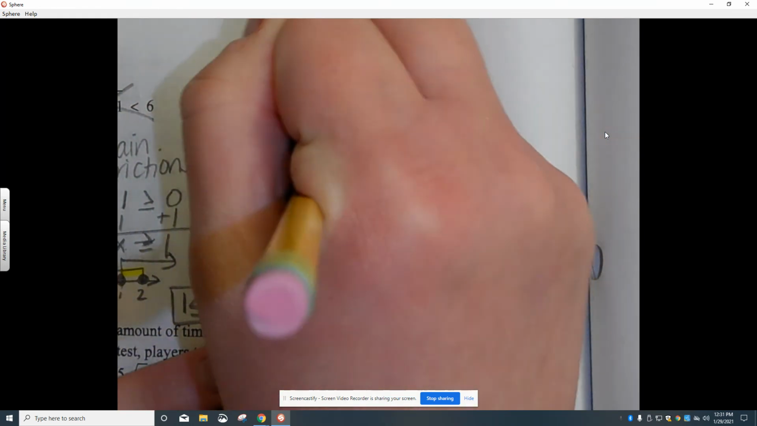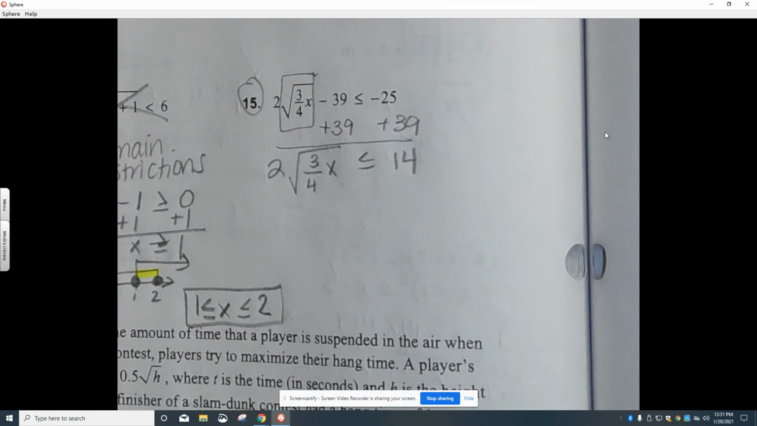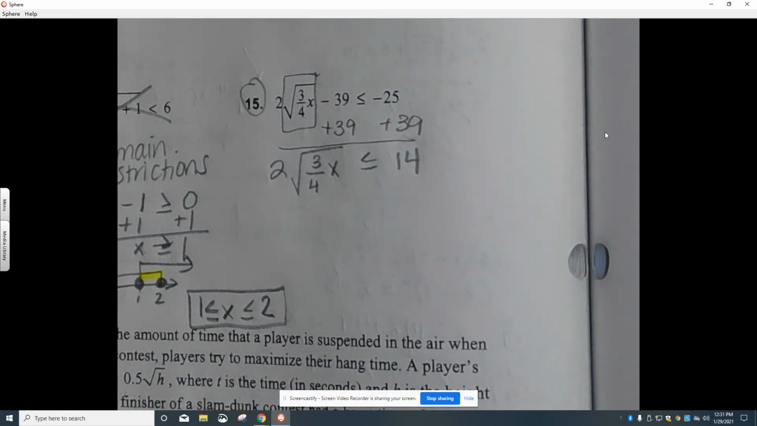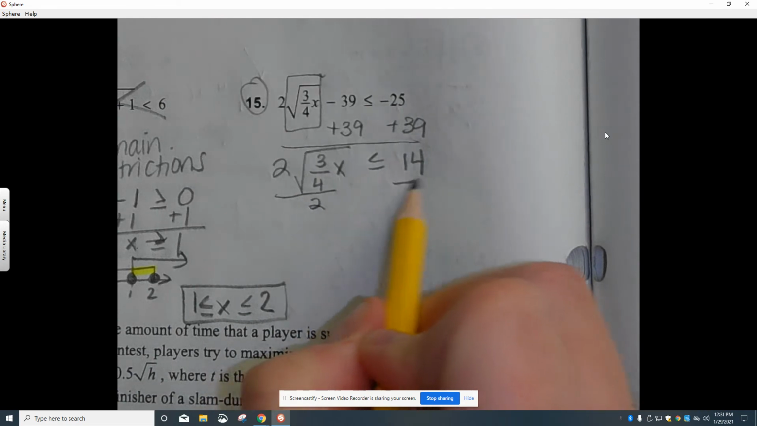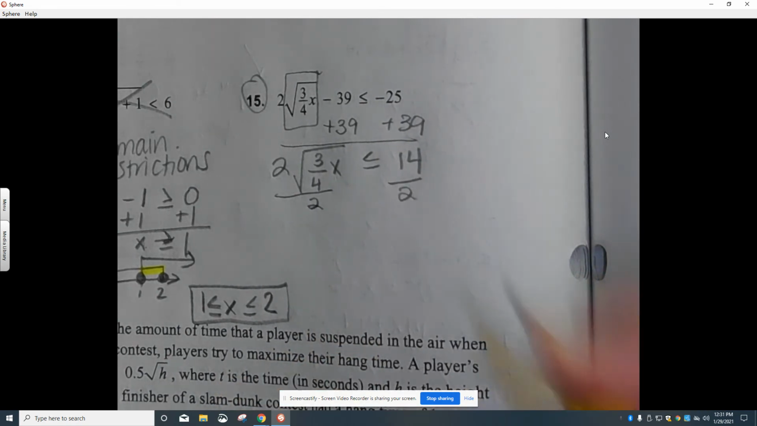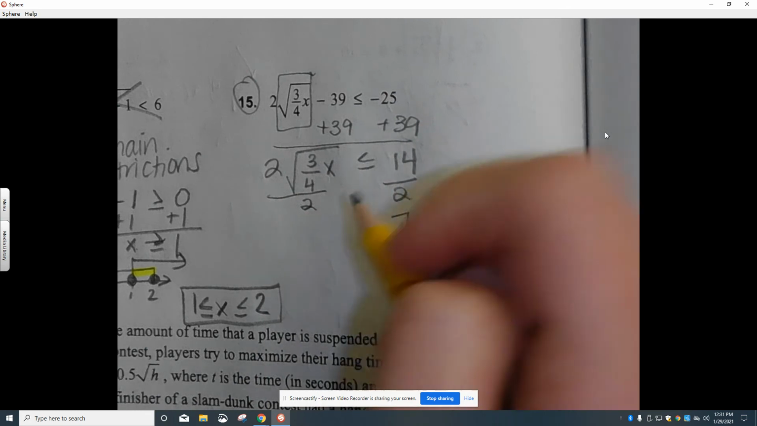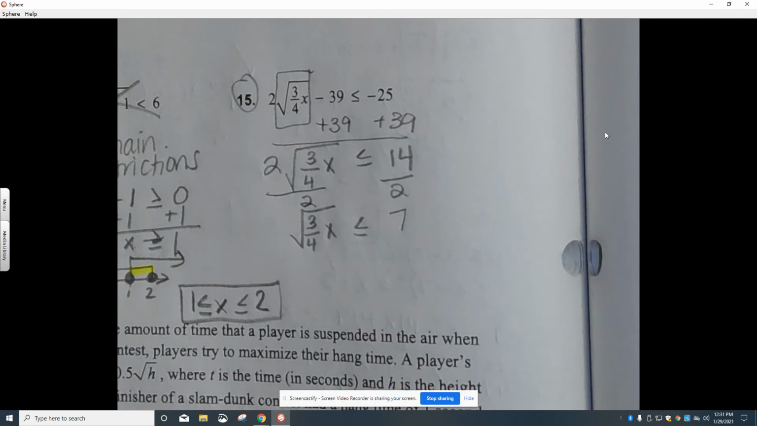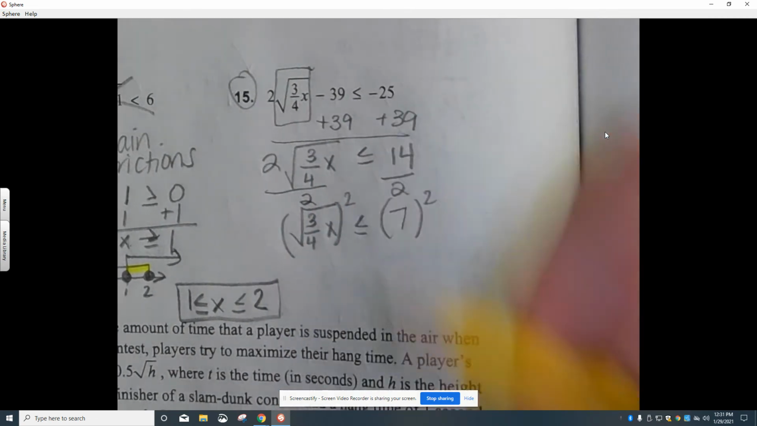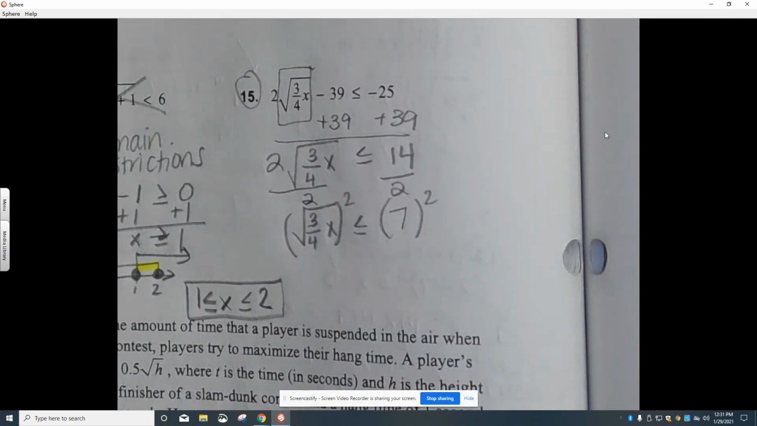And then we still have 2 times the square root of 3/4 x. Now, the radical's still not alone, so we still can't square. We have to divide both sides by 2. So if I divide both sides by 2, this gives me 7, less than or equal to, and we still have this radical over here. Now what you'll have to do is try to get the radical to disappear. So we're going to square it on both sides to get our variable all alone. So if I square it on both sides, I've got 3/4 x is less than or equal to 49.